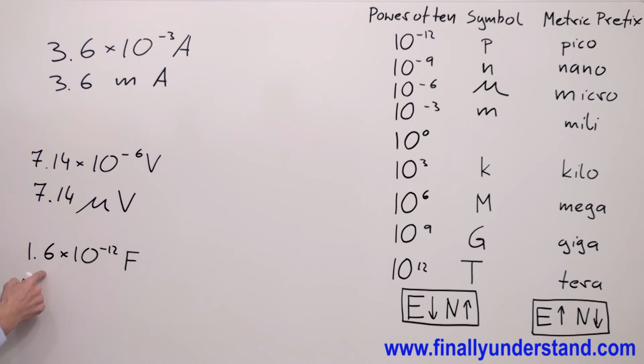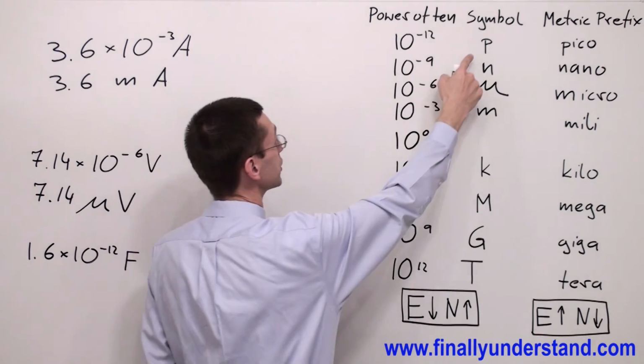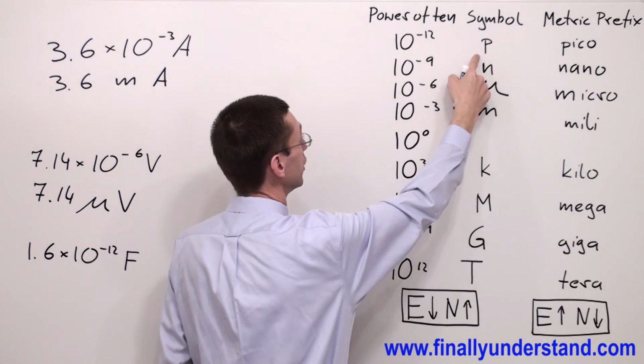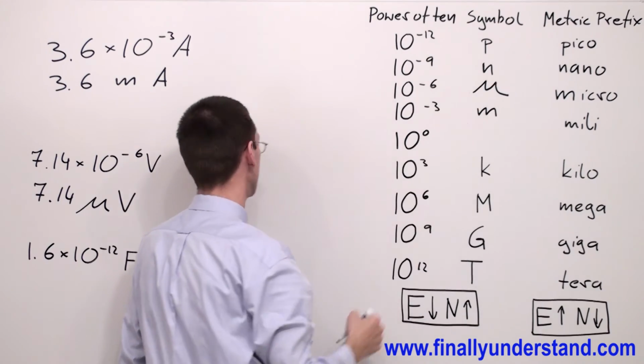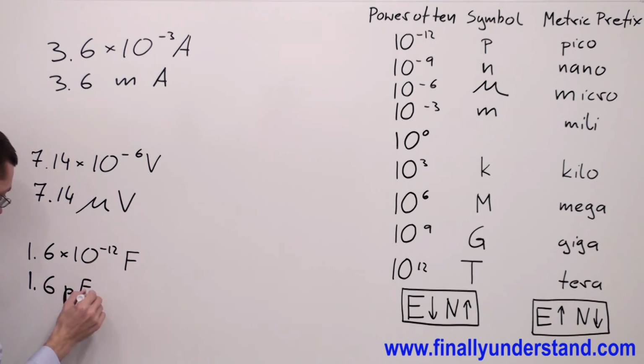Let's take a look at the third problem. 1.6 times 10 to negative 12 farads. So I have 10 to negative 12. 10 to negative 12 is represented by lowercase letter p. So I'm going to write 1.6 picofarads.